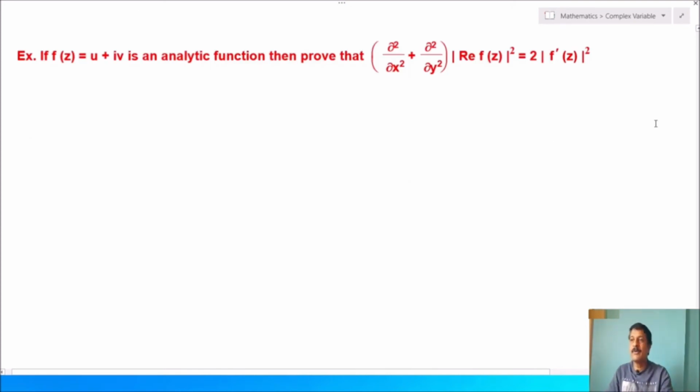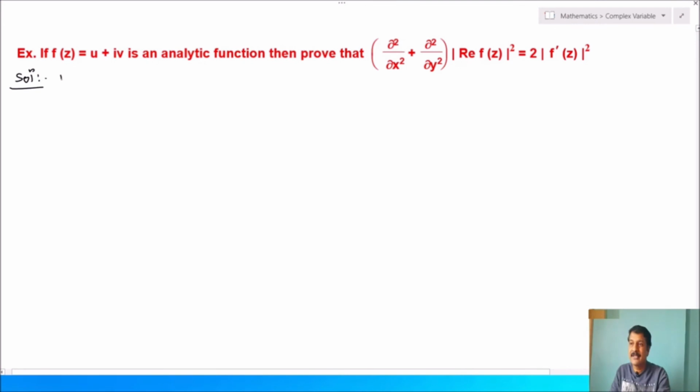Now consider one more example of a similar type. If f of z equal to u plus iv is an analytic function, then prove that ∂²/∂x² plus ∂²/∂y² of mod of real of f of z whole square is equal to 2 times mod of f dash of z whole square. Now the solution of this: since we know ∂²/∂x² plus ∂²/∂y² equal to 4 times ∂²/∂z ∂z bar.